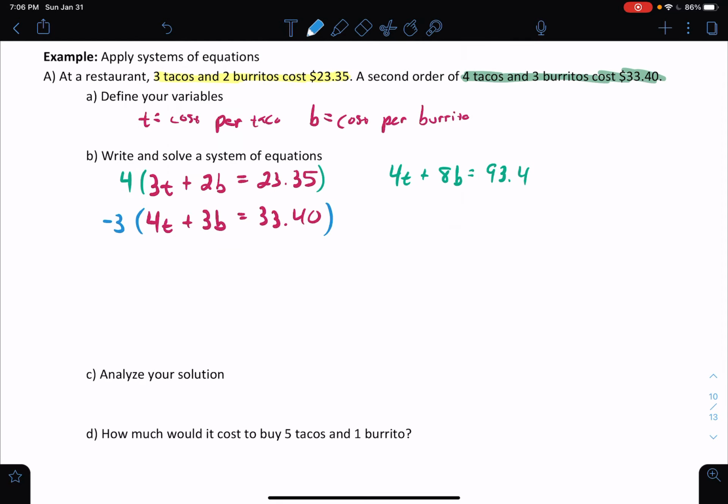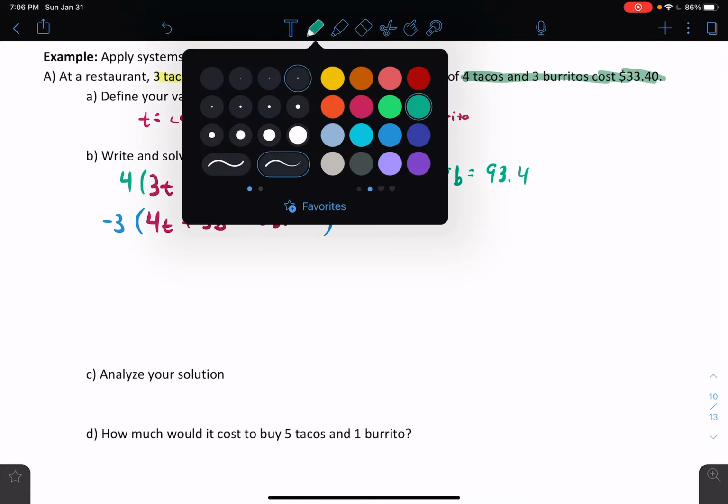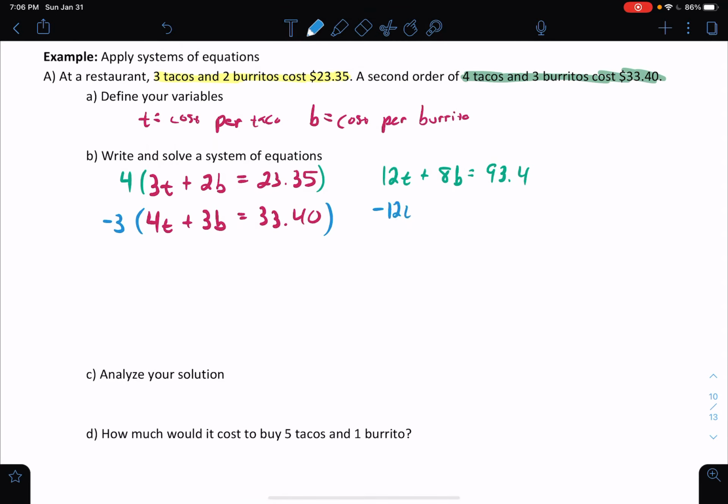Hang on a second. You probably caught this. It should be 12t. 12t plus 8b equals 93.4. For some reason, I forgot to actually multiply those two numbers. The bottom equation is going to become -12t minus 9b equals -3 times 33.4, -100.2. So now these are ready to be eliminated.